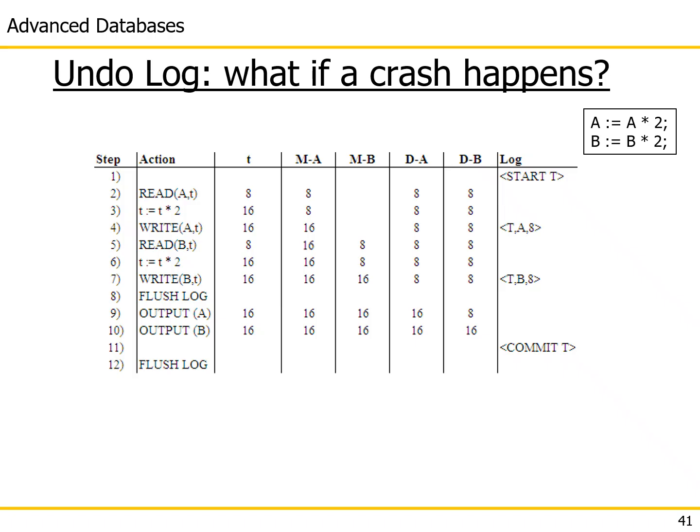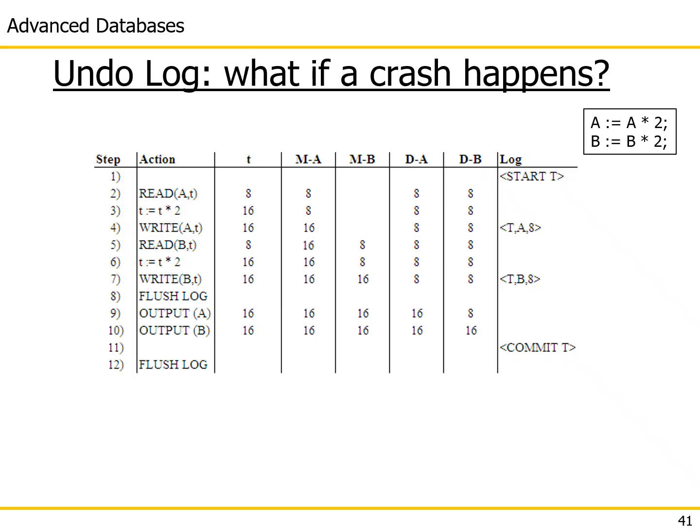And the same thing if the current goes off after step number 10. Even though the transaction has finished in terms of number of steps, we don't know that because we didn't see the commit. The first flush log took the first 3 statements in the log from memory to disk, but we didn't write the commit yet because the current went off. So even though A and B is now 16 and 16, we'll put them back to 8 and 8 if the current goes off after line number 10.